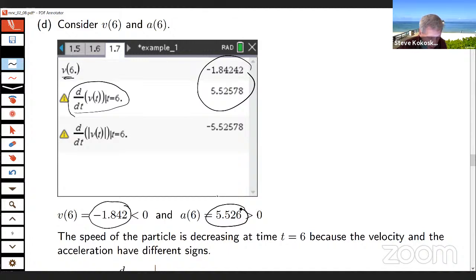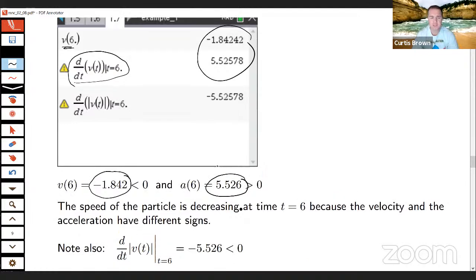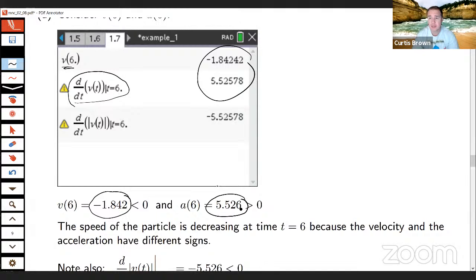And now you can say, all right, because the signs are different, the speed of the particle is decreasing at T equals 6. So, Steve, two questions on that. Well, sure. Two questions, one related to this and one related to the problem before, and I forgot to ask it. Okay. Is the assumption here then just being made that a student has in fact verified that? Or do I have to give some sort of proof that I have verified that V of 6 is in fact less than 0?